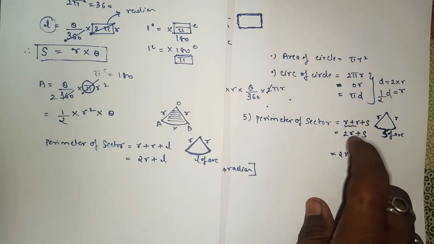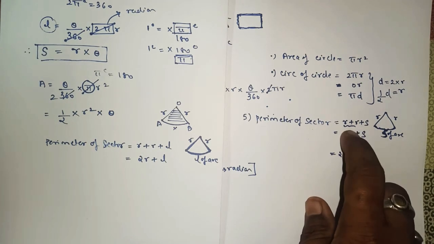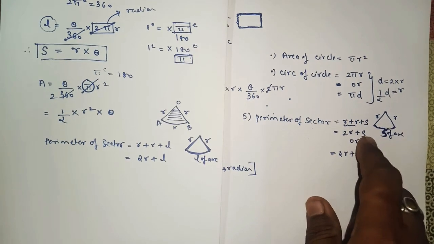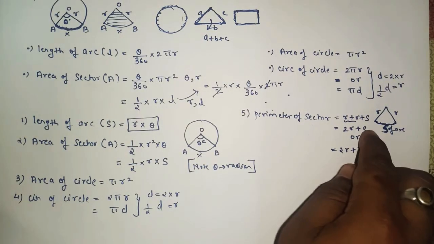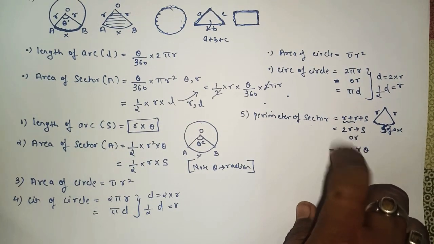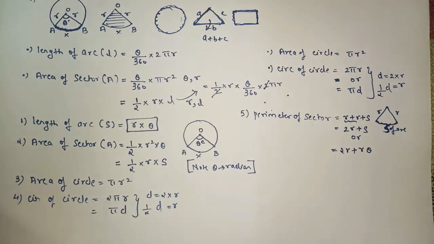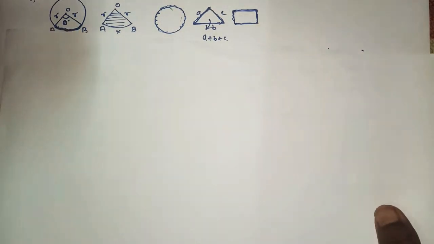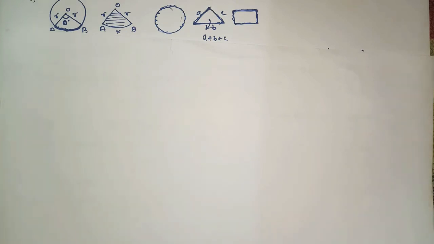For this exercise, the symbol we use for length is s. So r plus r plus s will be 2r plus s, and s is the length of the arc. We know that the length of the arc can be replaced by r theta here. So here we have two formulas for perimeter of sector. Let's move on to the next one, formula number 6.